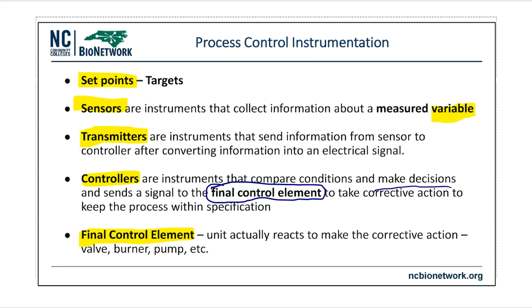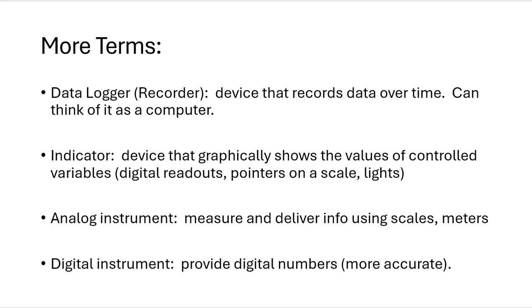That is how this whole system somewhat works. So, set points: a person will determine, the company will determine. The sensors are working all the time. The transmitters are working all the time. The controllers are seeing data all of the time. And the final control element is sitting there waiting, so that if it needs to do something, the controller can tell it what to do, and off it goes. All right, so more terms that we want to talk about here.